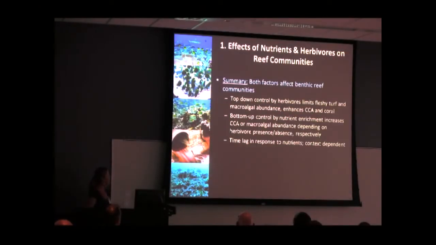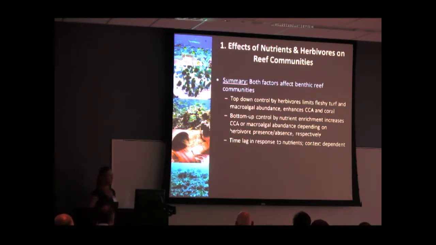Okay, so we've seen that both of these factors can affect benthic community structure. We see herbivores are limiting the abundance of those fleshy turf and macroalgal species, and herbivores are also enhancing the abundance of the reef builders, the corals and the crustose coralline algae. Nutrient enrichment does also have effects, but what kinds of effects they have depends largely on whether herbivores are around or not.